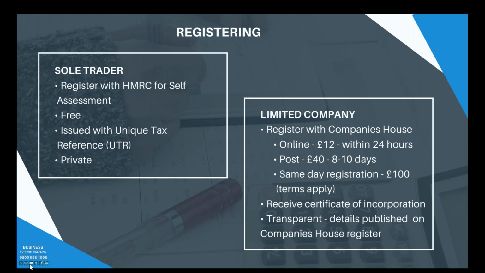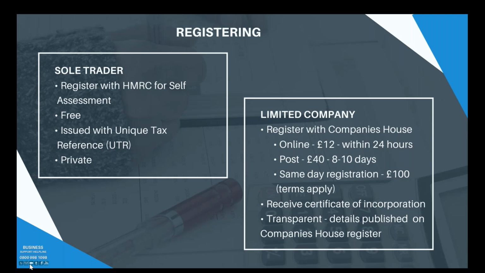You can register a company online or by post at Companies House. The cost and timescales are shown on the slide. When setting up a limited company, many people use formation agents or accountants to register their business on their behalf. This would normally be a chargeable service, and once registered, you'll be issued with a certificate of incorporation, which would detail your company number and date of formation. In addition to this, you'll need to register with HMRC for corporation tax, and this must be done within 3 months of trading.